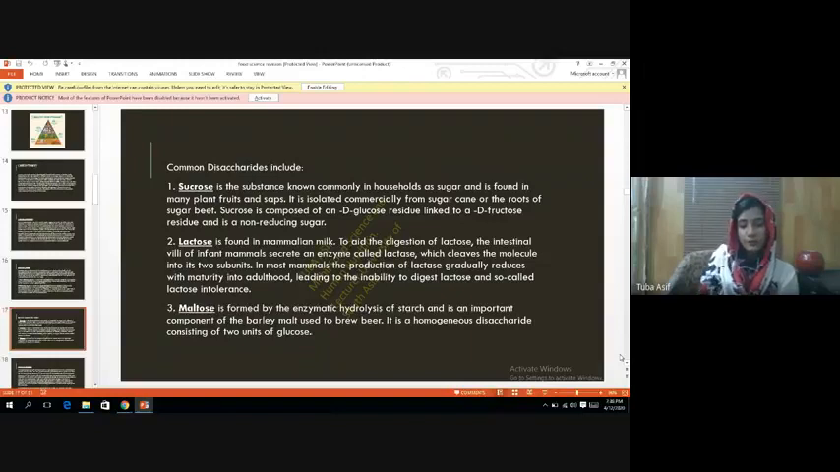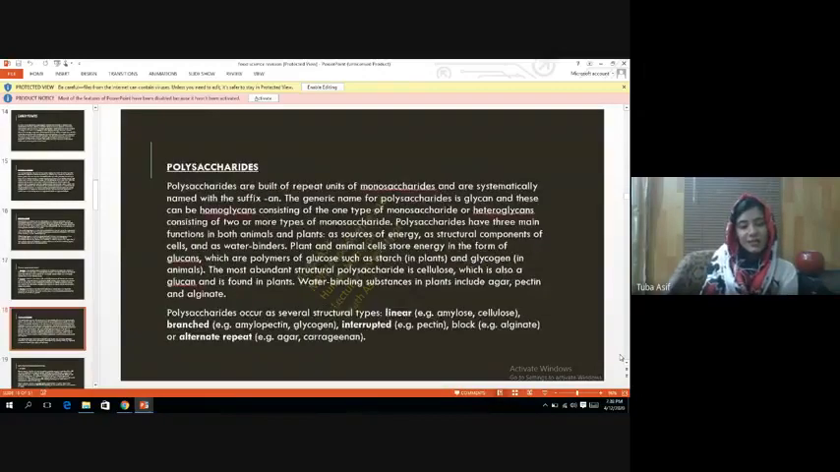The next are the polysaccharides, and they contain up to thousands and thousands of monosaccharides, and these are the most complex carbohydrates. Poly means many, and saccharide means sugar. So these are built of repeated units of monosaccharides and are systematically named with the suffix n. The generic name of polysaccharides is glycan, and these can be homoglycans consisting of one type of monosaccharide or heteroglycans consisting of two or more types of monosaccharides.